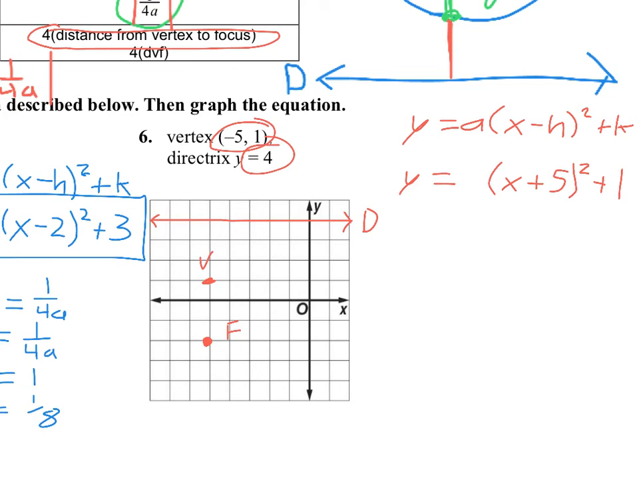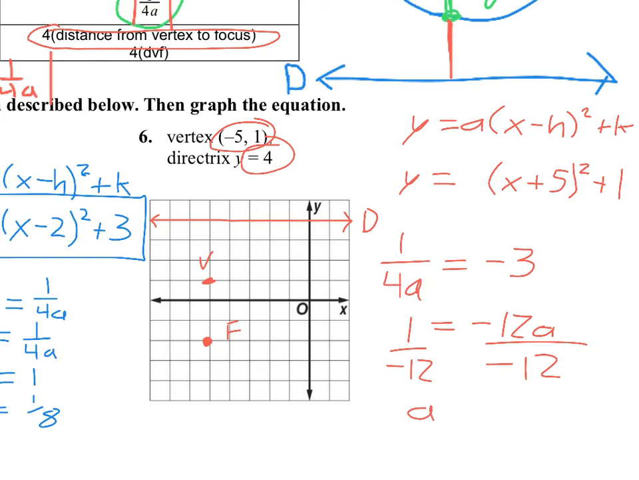Okay, next we have to solve for the a value. Looking at the graph, the distance from vertex to focus is 3. So 1 over 4a equals 3. However, because it's opening down, I'm going to put -3 here. Multiply 4a to the other side, and divide by -12. So we get a equals -1/12. So that will go in front of the parentheses.